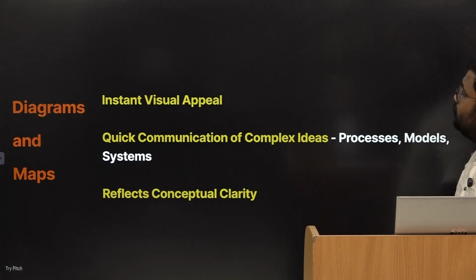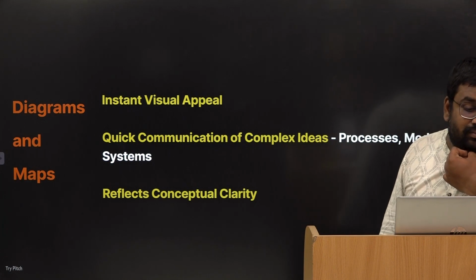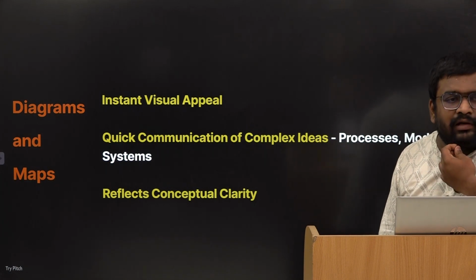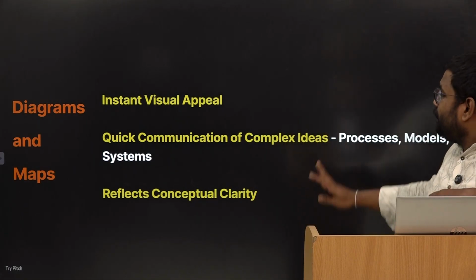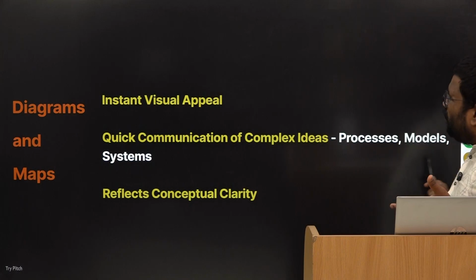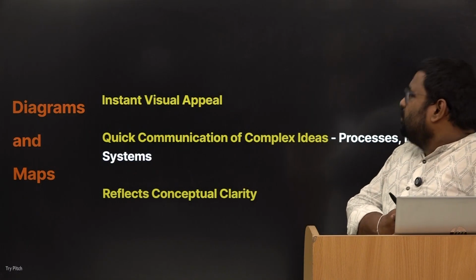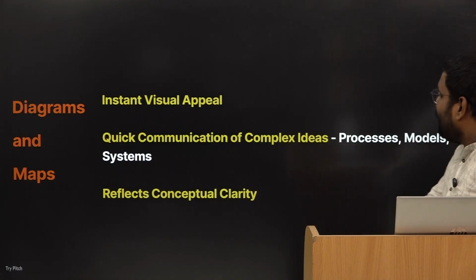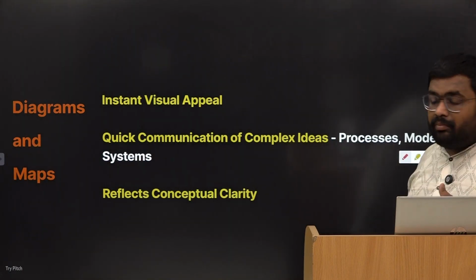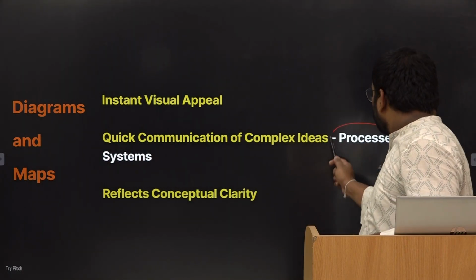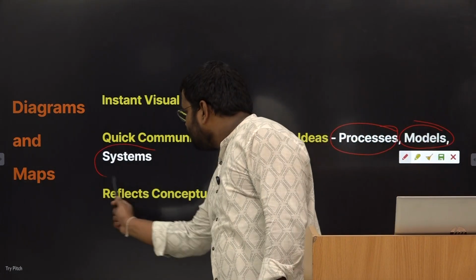Okay. Next, the use of the diagrams and maps. This is a pretty simple one. The only thing I want to add are a few points. Again, every one of you knows that diagrams and maps give instant visual appeal, quick communication of complex ideas, and reflect conceptual clarity. Just remember these three aspects: the processes, models, and systems.